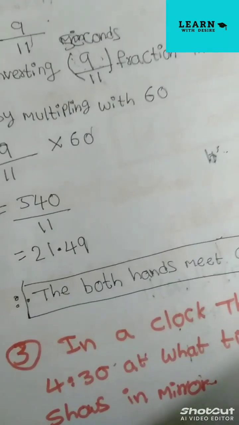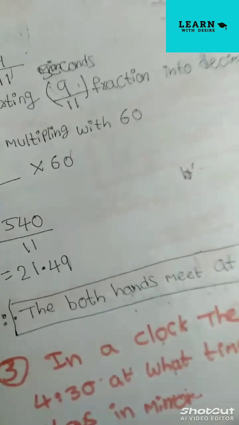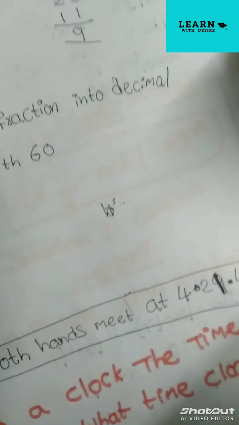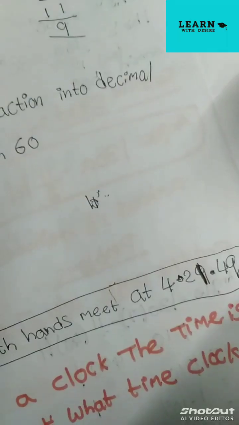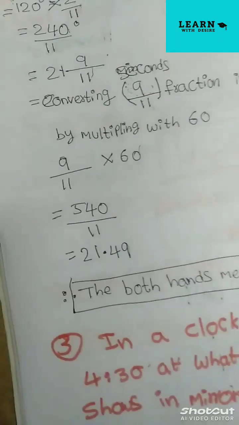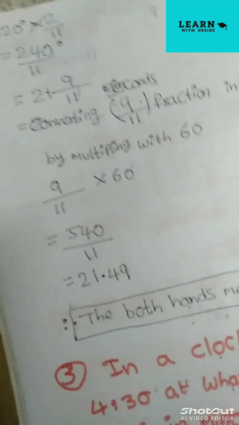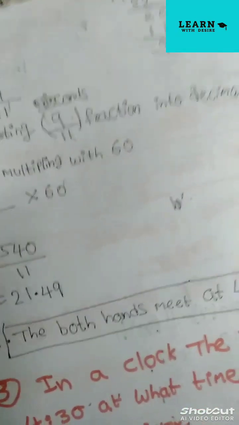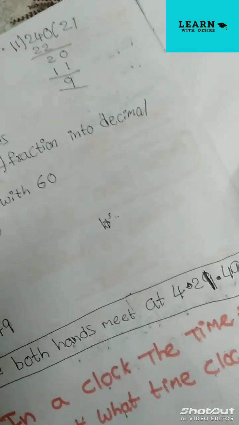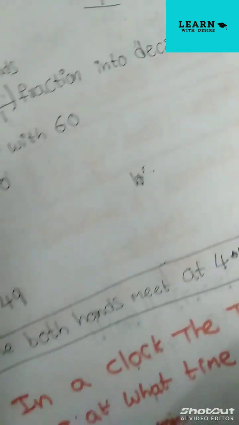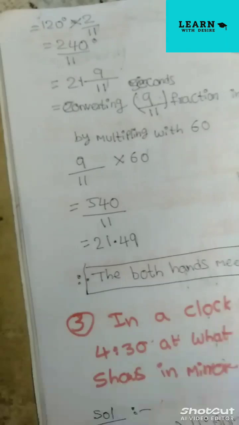So the final answer is that both hands meet at 4 hours 21 minutes 49 seconds, between 4 and 5. Here they ask at what time both hands meet between 4 and 5. The time is 4 hours 21 minutes 49 seconds. Hope you understand the second question.